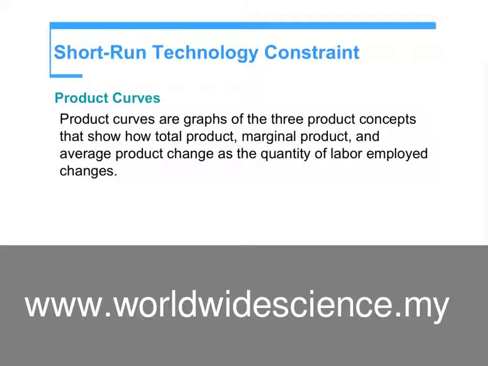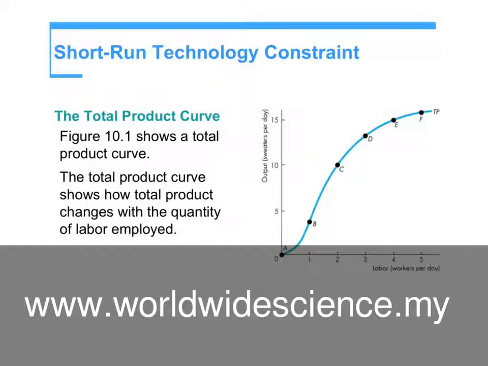Okay, the total product curve. As you can see in this curve, we have the output and we have the labor. So it shows the total product. So the total product here shows how total product changes with the quantity of labor employed. So as you can see, as our labor increases, the total product is also increasing.